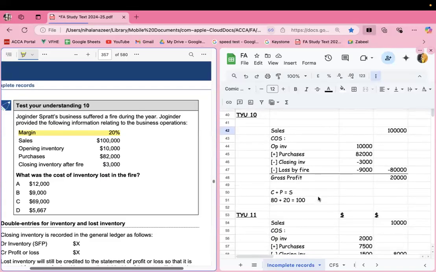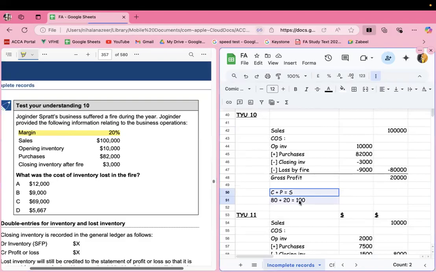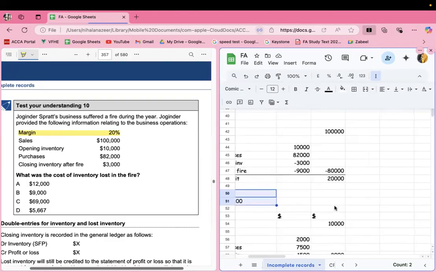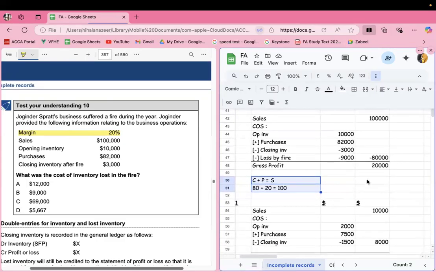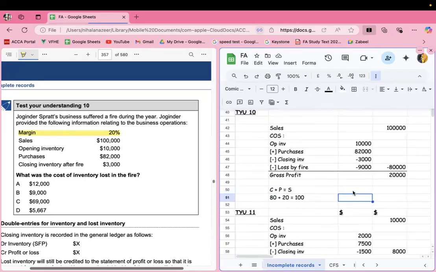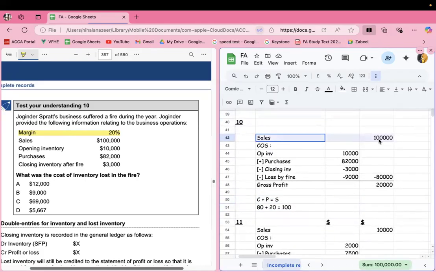So from here, first of all, you're going to equate them down. C plus P equal to S, 80 plus 20 equal to 100, because S is always 100. Profit is 20, so cost becomes 80. Understood? Okay. So sales is already given to you. Opening inventory is given to you, purchases has been given to you, closing inventory is also given to you. But what you don't know is how much damage it has cost you, right?